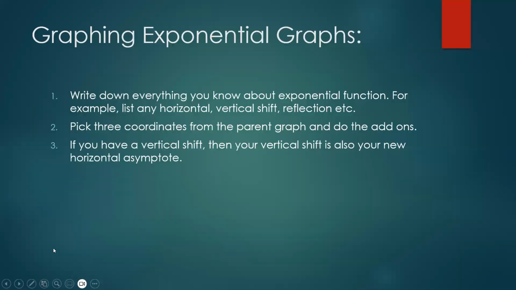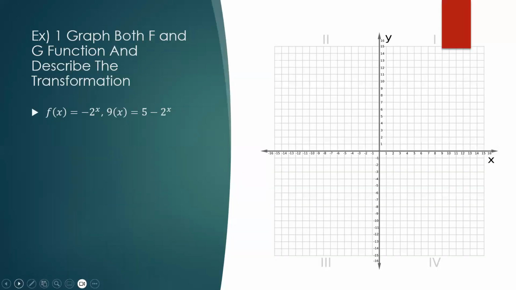Okay, let's start with example 1. It says graph both f and g function and describe the transformation. So let's start with f of x. You have f of x equals -2 raised to the x. You have a -2. So what I'm going to do is plot 3 points from the parent graph, 2 raised to the x. So pick 3 random points.